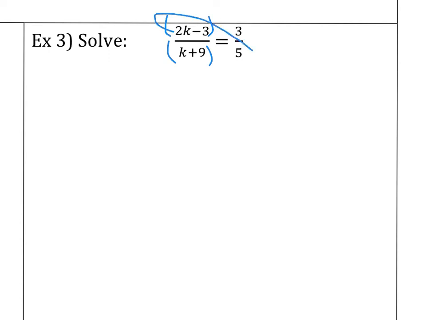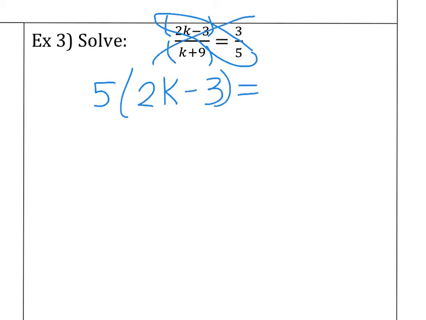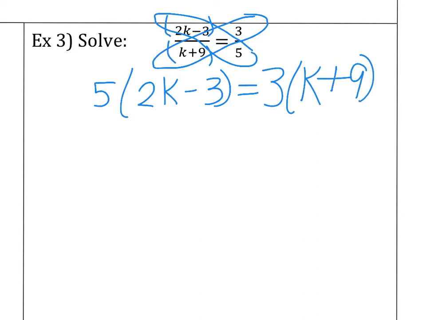So let's look at this. I'm going to cross multiply this way. I'm going to put my 5 out in front of the parentheses, 2k minus 3, is equal to, when I look at these two numbers across the equals, I like to write my constant in front. So you have 3 parentheses k plus 9. If you write it on the other side, you still have to distribute, okay? So I just like to have it look like I'm used to seeing it with the constant out in front.